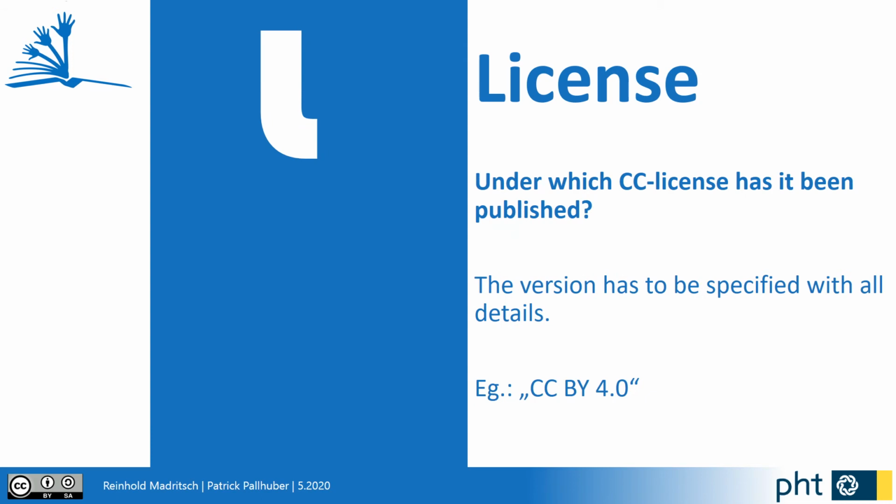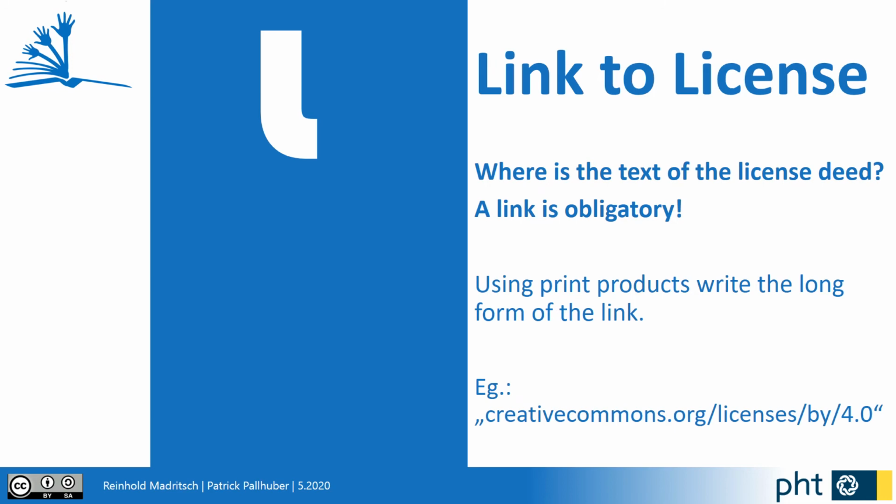License. Under which CC license has it been published? The version has to be specified with all details, for example, CC BY 4.0. Link to license. Where is the text of the license deed? A link is obligatory. Using print products, write the long form of the link. For example, creativecommons.org/licenses/by/4.0.